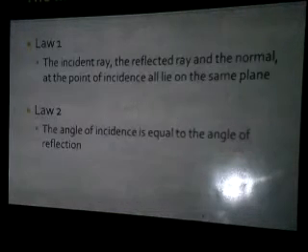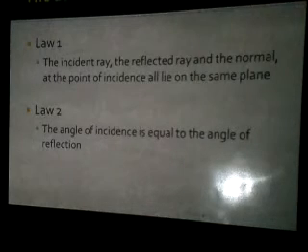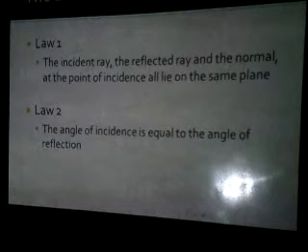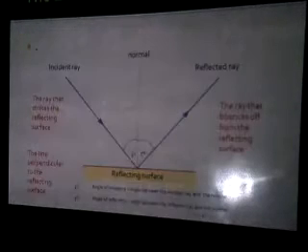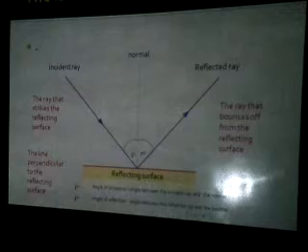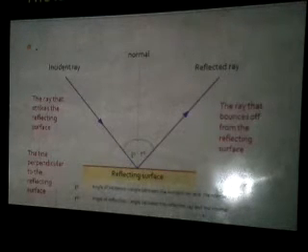Now we move on to the next law of reflection. Law 2 states that the angle of incidence is equal to the angle of reflection. So back to the diagram, it means I degrees is always equal to R degrees.